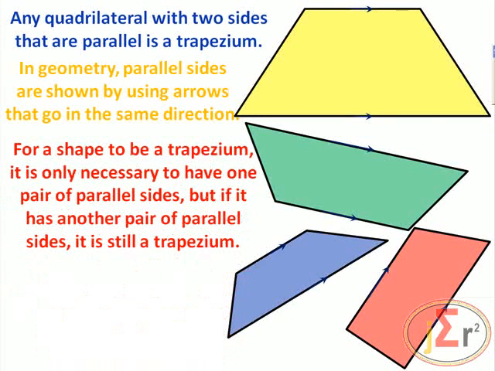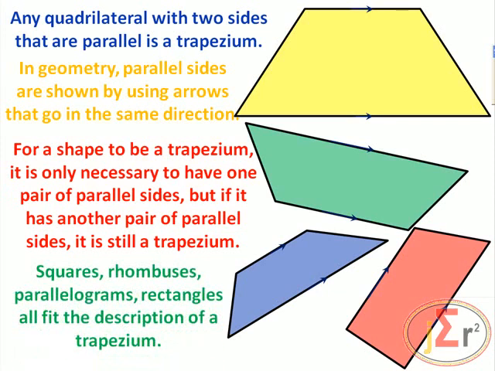For a shape to be a trapezium, it is only necessary to have one pair of parallel sides. But if it has another pair of parallel sides, it is still a trapezium. So, if it has two pairs of parallel sides, it is a trapezium. But for it to be a trapezium, it is only necessary to have one pair of parallel sides. Squares, rhombuses, parallelograms, rectangles all fit the description of a trapezium.